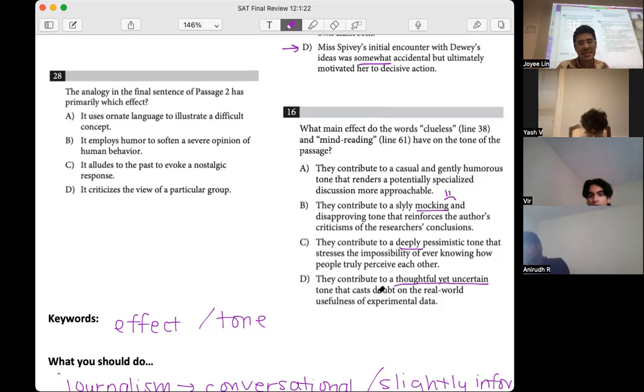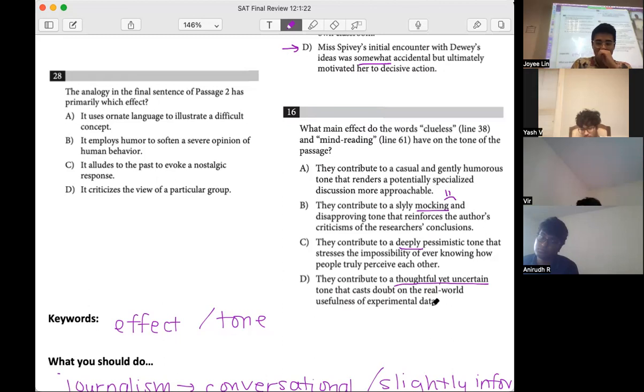But then it casts doubt on the real world usefulness of experimental data. That's basically saying that you don't think anybody should do science experiments, right? Because it's useless. So please do not just stop halfway through an answer and be like, oh yeah, the first half sounds right. They rarely front load the answers with the bad info, right? It's always they back load the answers with the bad info. Questions on that one?